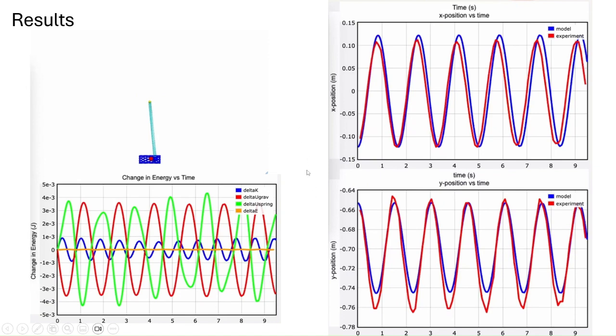So this is the result of my tracker analysis. You can see in these two graphs of position over time, the model is the blue graph, and the experiment is the red graph. You can see that they are approximately the same graph. They're a little bit distorted, possibly due to human error. And this is the x position over time, and this is the y position over time. And you can see this graph in the bottom left corner. We are summing all of the energies, and we get that the delta E is approximately zero throughout the experiment.